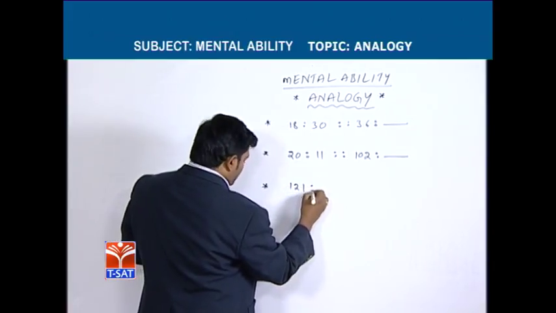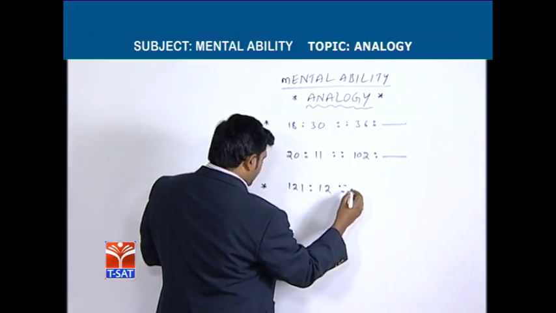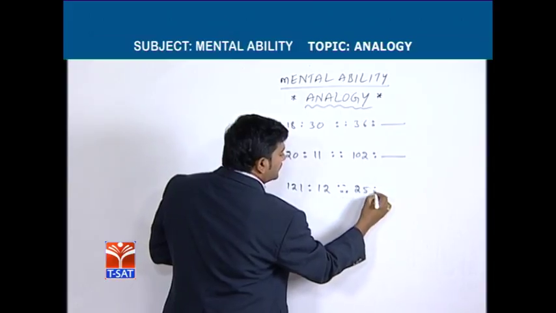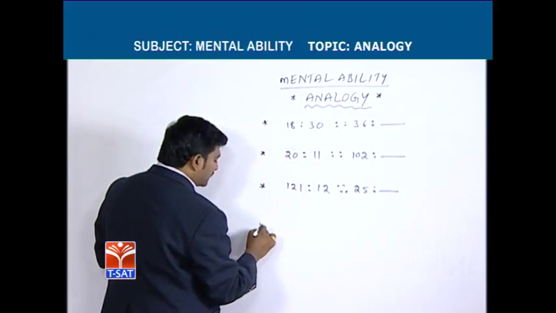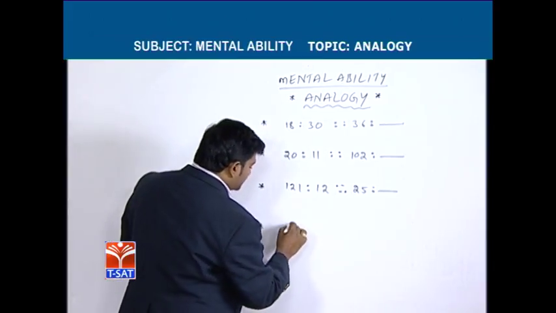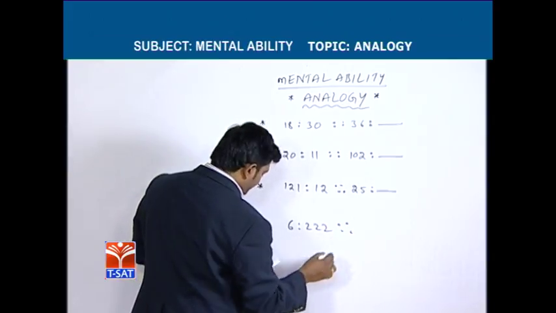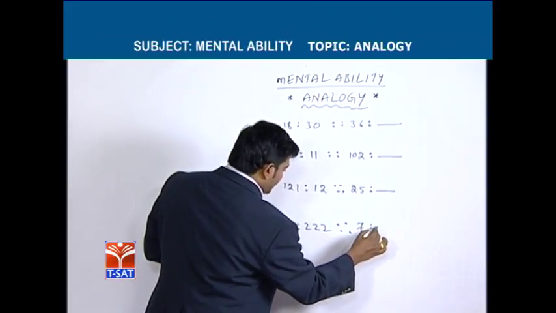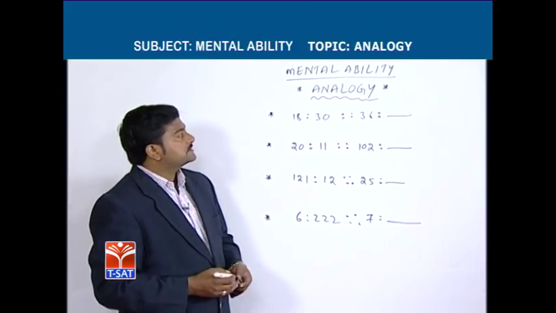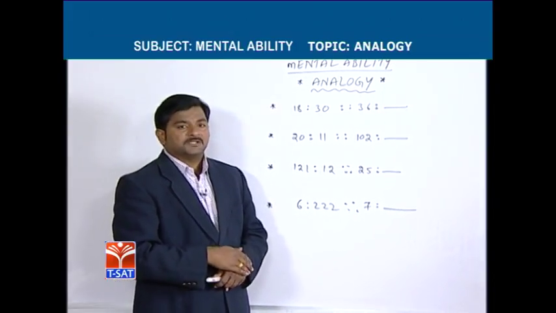Next example, 121:12 is as 25:dash. Okay, so now one more example. This next example is 6:222 is as 7:dash. So these are some of the models in the analogy part, the number analogy concept. Okay, so now we will discuss in detail one by one.